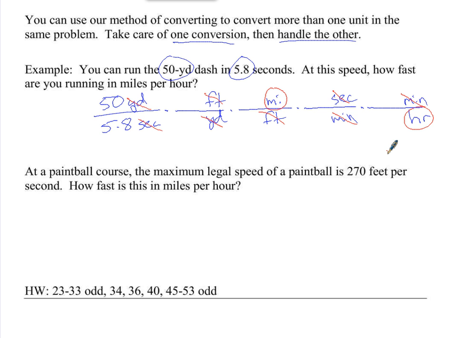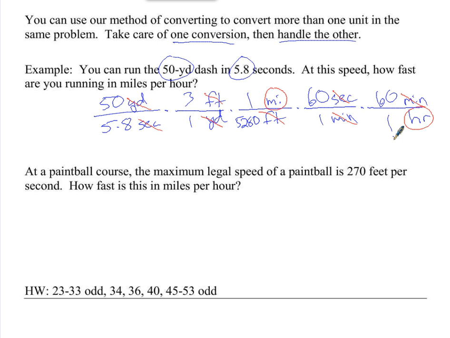So, how many feet are in a yard? 3 feet in 1 yard. How many miles are in a foot? Or maybe I need to go the other way. How many feet are in 1 mile? 5,280 feet in 1 mile. Then how many seconds are in a minute? 60 seconds in 1 minute. And then 60 minutes in 1 hour. By the way, the conversion, there are 3,600 seconds in 1 hour.